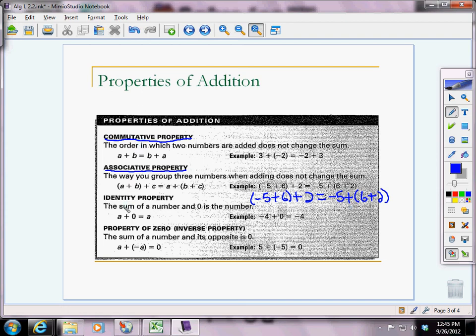And then we have our identity properties. The identity property of addition says that if you add 0 to a number, it stays the same. -4 plus 0 equals -4. Common sense, but there is a property that says that's always going to be true.